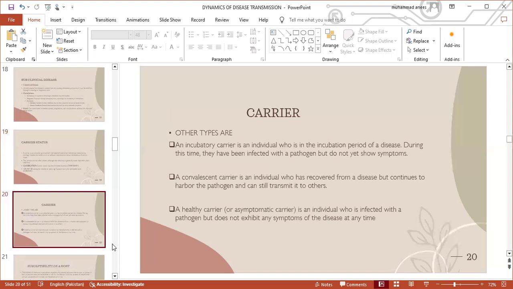An incubatory carrier is an individual who is in the incubation period of a disease. During this time, they have been infected with a pathogen but do not yet show symptoms. A convalescent carrier is an individual who has recovered from a disease but continues to harbor the pathogens and can still transmit it to others. A healthy carrier, or asymptomatic carrier, is an individual who is infected with a pathogen but does not exhibit any symptoms of disease at any time.